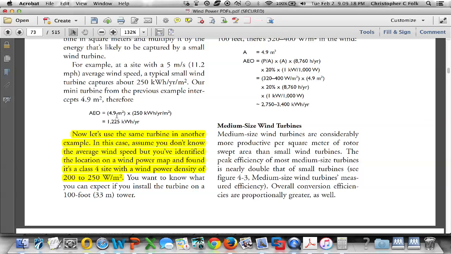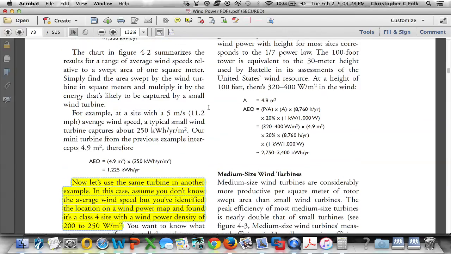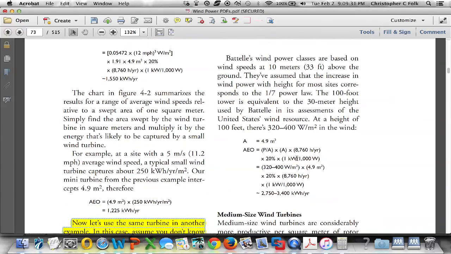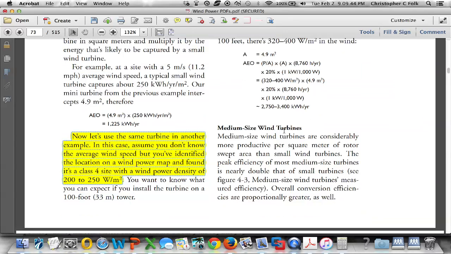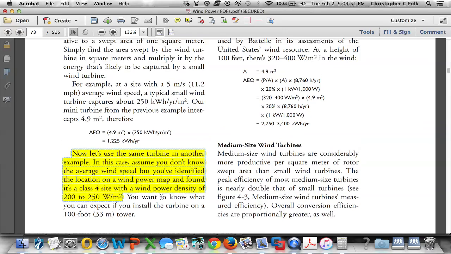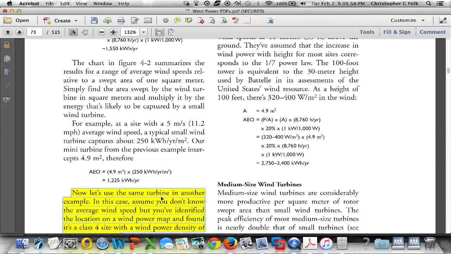Now the last way we can do this is to use what's known as a class 4 wind site. It states that class 4 can provide anywhere from 320 to 400 watts per meter squared. Let's read the rest of this. It says, we want to know what we can expect if we install a turbine on a 33-meter or 100-foot tower. Well, let's go back and look at that class 4 website.